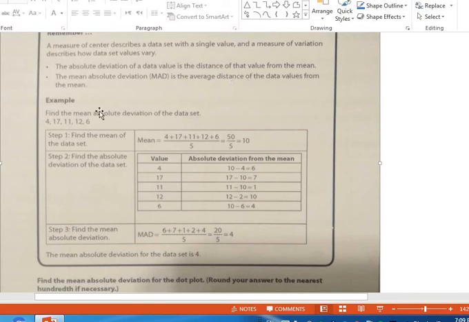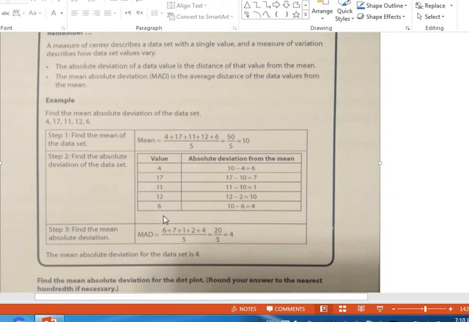So for example, find the mean absolute deviation of the data set. I have here 4, 17, 11, 12, and 6. Step 1, find the mean of the data set. I told you before the mean equals the sum of the values divided by the number of values, so here it will give you 10. Step 2, find the absolute deviation of the data set. How can we do it? I will tell you now.